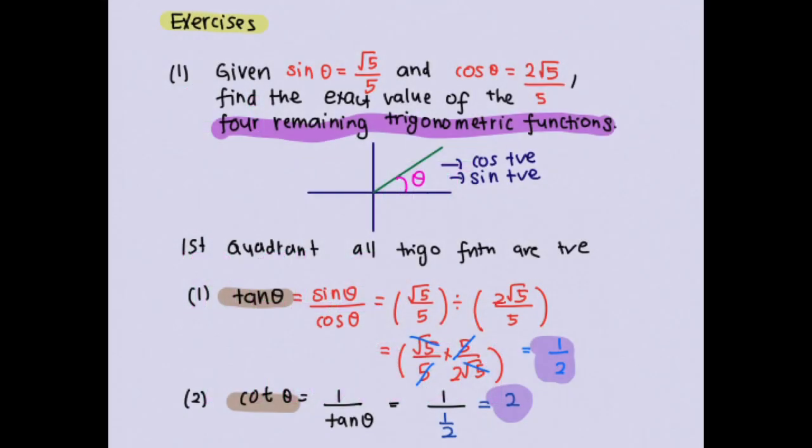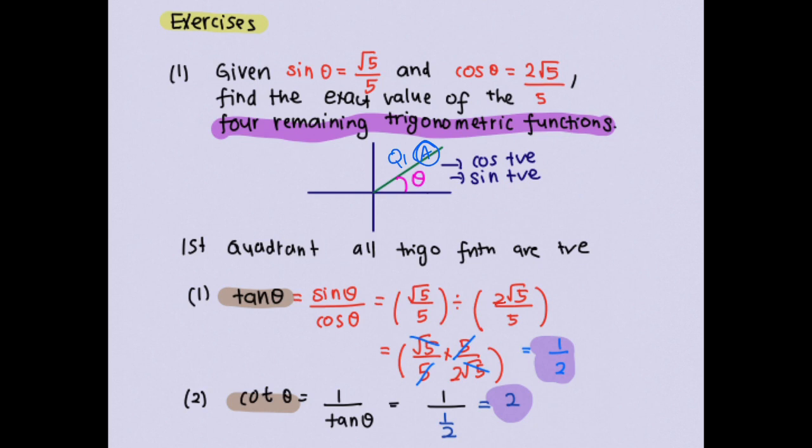Now let's see this exercise. Given sine theta is √5 over 5 and cos theta is 2√5 over 5. Find the exact value of the 4 remaining trigo functions. So now we know that our sine is positive, our cos is also positive. So obviously we are in the first quadrant, okay, quadrant 1, because here all are positive.